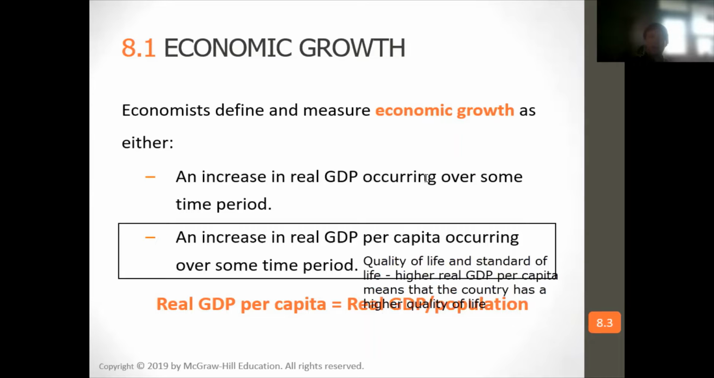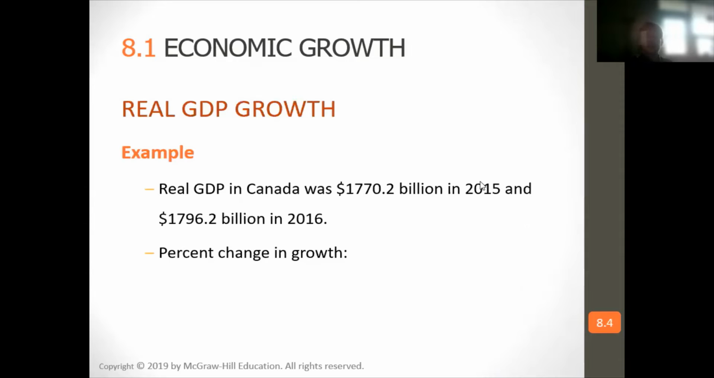And then for this question, real GDP growth: real GDP in Canada was 1,770.2 billion in 2015 and 1,796.2 billion in 2016. How do you calculate the percent change in growth? This is the same as trillion. So what's the percent change in growth in this case?